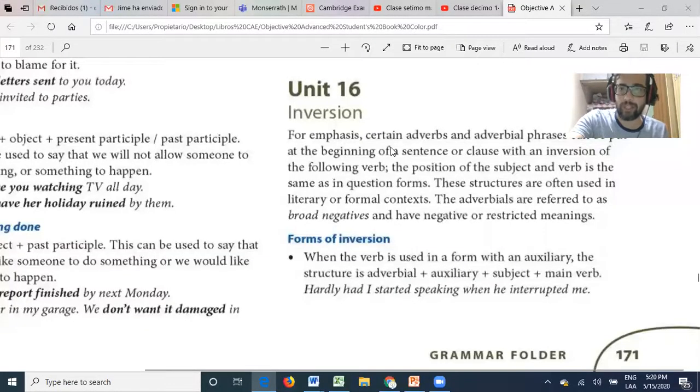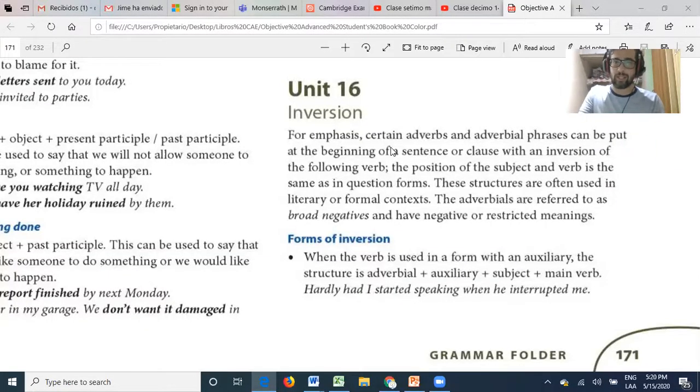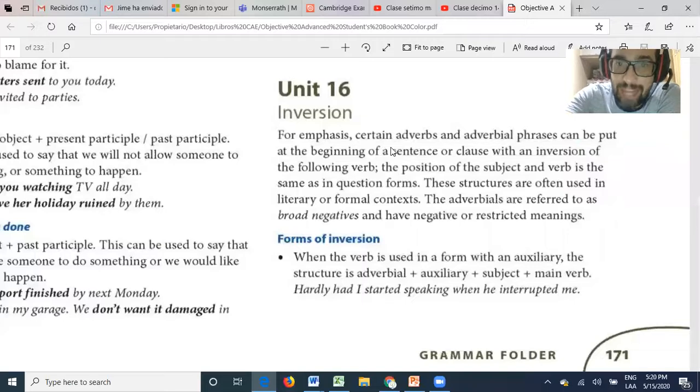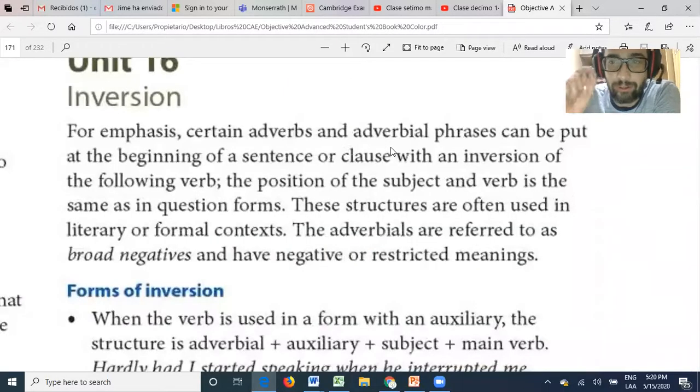Okay, let's go right away to our grammar part, inversion. And of course, this is what Unit 16 is going to be helping us to understand. It says here, for emphasis, certain adverbs and adverbial phrases can be put at the beginning of a sentence or clause with an inversion of the following verb. Okay, the position of the subject and verb is the same as in question forms. That's very interesting. Well, when do I use these structures?